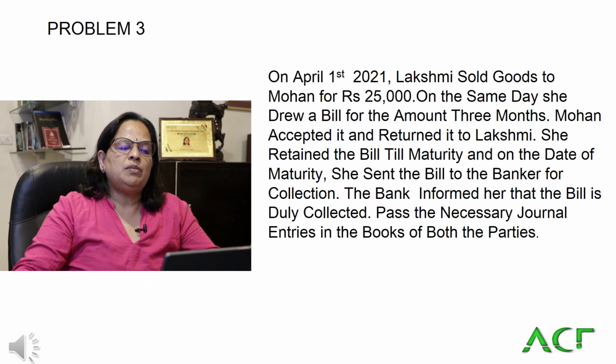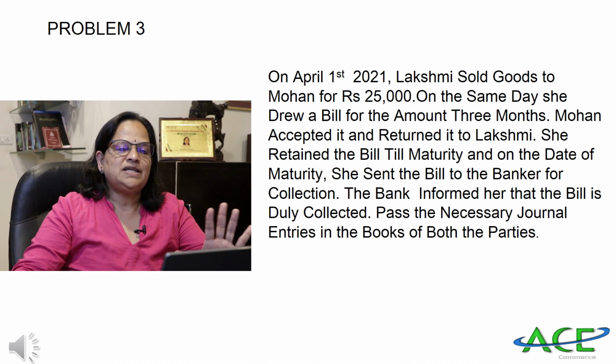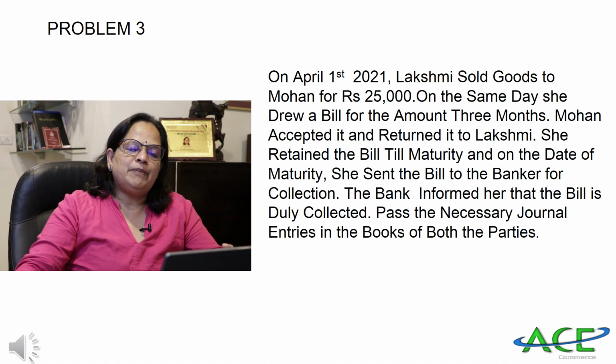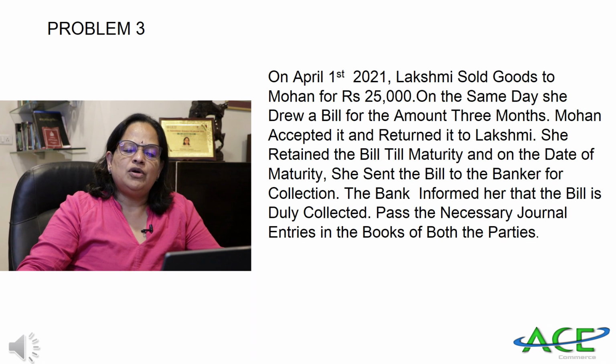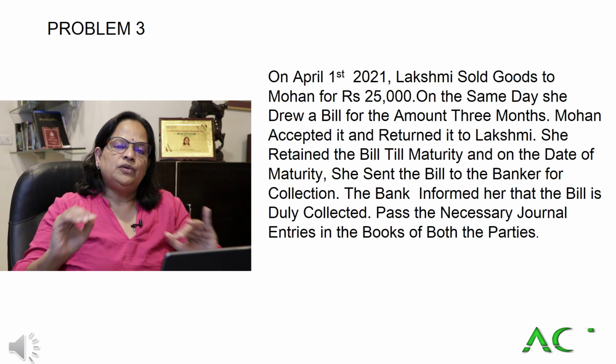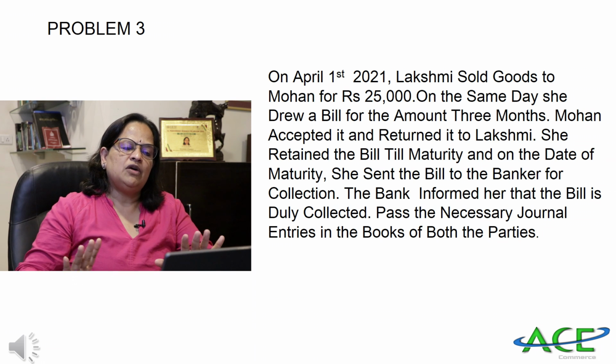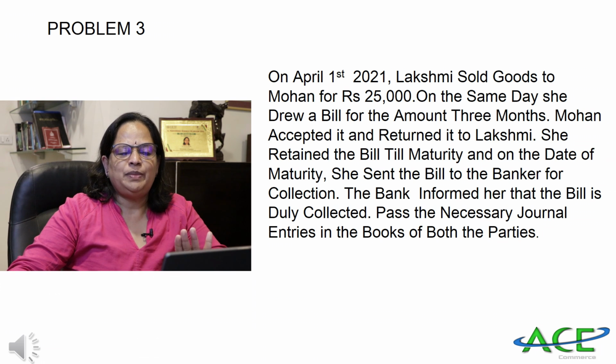Now the last problem we are going to do to explain the transactions we have explained now. On April 1st, 2021, Lakshmi sold goods to Mohan for Rs 25,000. On the same day, she drew a bill for the amount, 3 months. Mohan accepted it and returned it to Lakshmi. She retained the bill till maturity, and on the date of maturity, she sent the bill to the banker for collection. The bank informed her that the bill is duly collected. Pass the necessary journal entries in the books of both the parties.